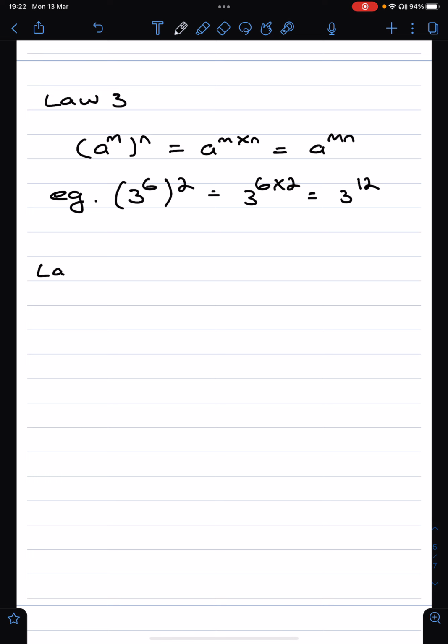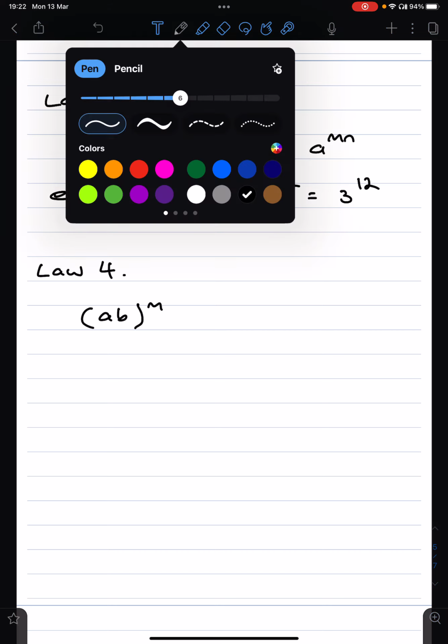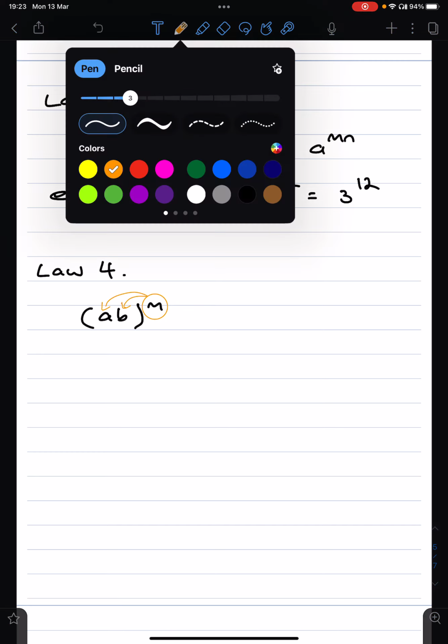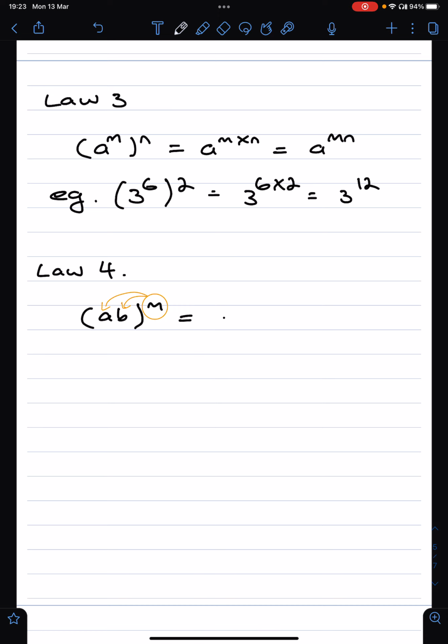Let's go on to law 4. Law 4 states that if I have a variable (a, b) in brackets, to the power of m, where m is the exponent outside the brackets, then what happens is that this m gets distributed into the a and gets distributed into the b. So my solution will then become a to the power of m, b to the power of m.